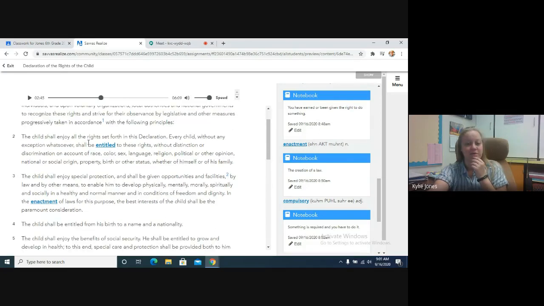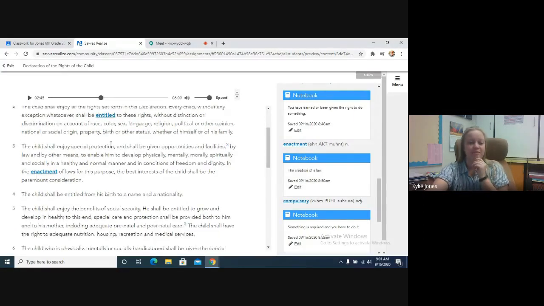Our second paragraph is saying that every child, doesn't matter who the child is, where they grew up, how they grew up, what they look like, what their religion is, anything, does not matter. Every child gets these rights. They're supposed to. That's why there are laws about it now.